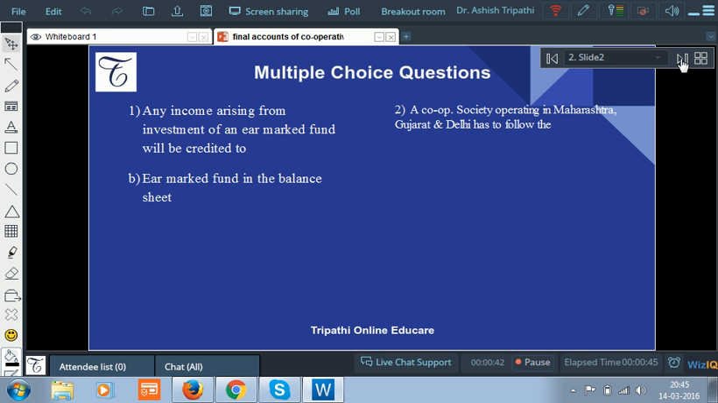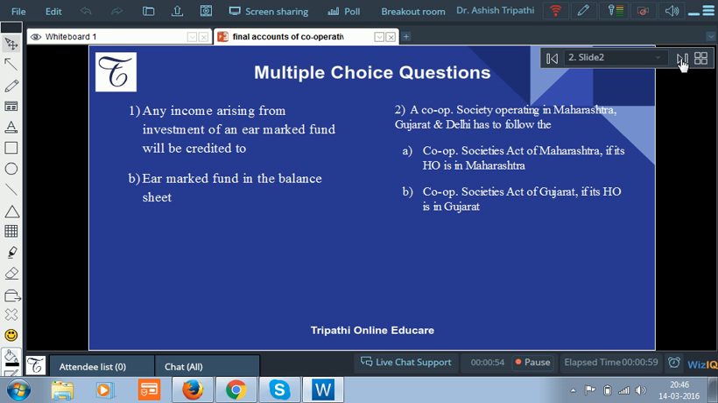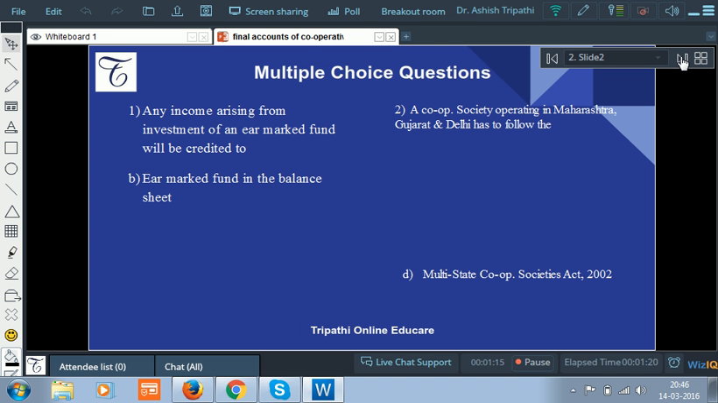Second, a cooperative society operating in Maharashtra, Gujarat and Delhi has to follow the: A. Cooperative Society Act of Maharashtra if its head office is in Maharashtra. B. Cooperative Society Act of Gujarat if its head office is in Gujarat. C. Cooperative Society Act of Delhi if its head office is in Delhi. D. Multi-State Cooperative Societies Act 2002. And the correct answer is D. Multi-State Cooperative Society Act 2002.